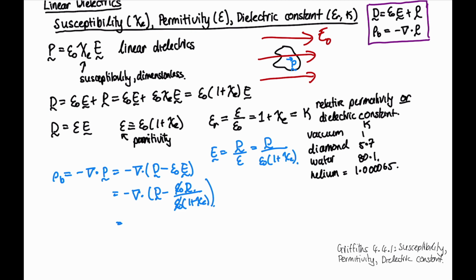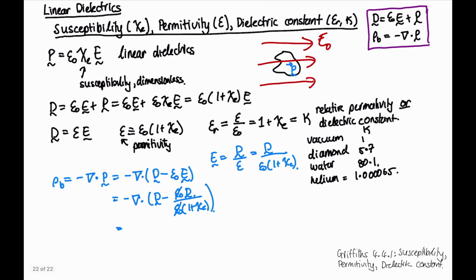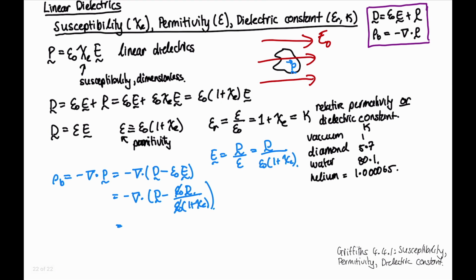And what I can do is pull my displacement out the front. So this is equal to minus the divergence of the displacement times 1 minus 1 over 1 plus the susceptibility. And then remembering Gauss's law for displacements, that told us this thing here was equal to the free charge density. So this is minus rho f, and then inside the brackets we can write this all over 1 plus chi e.